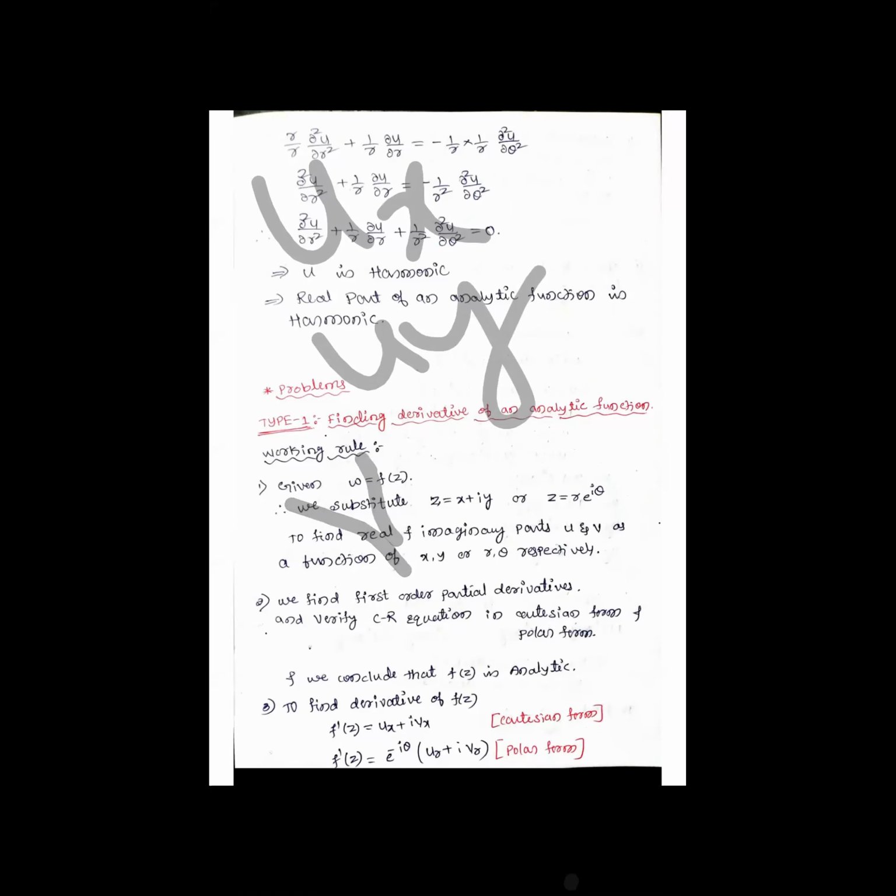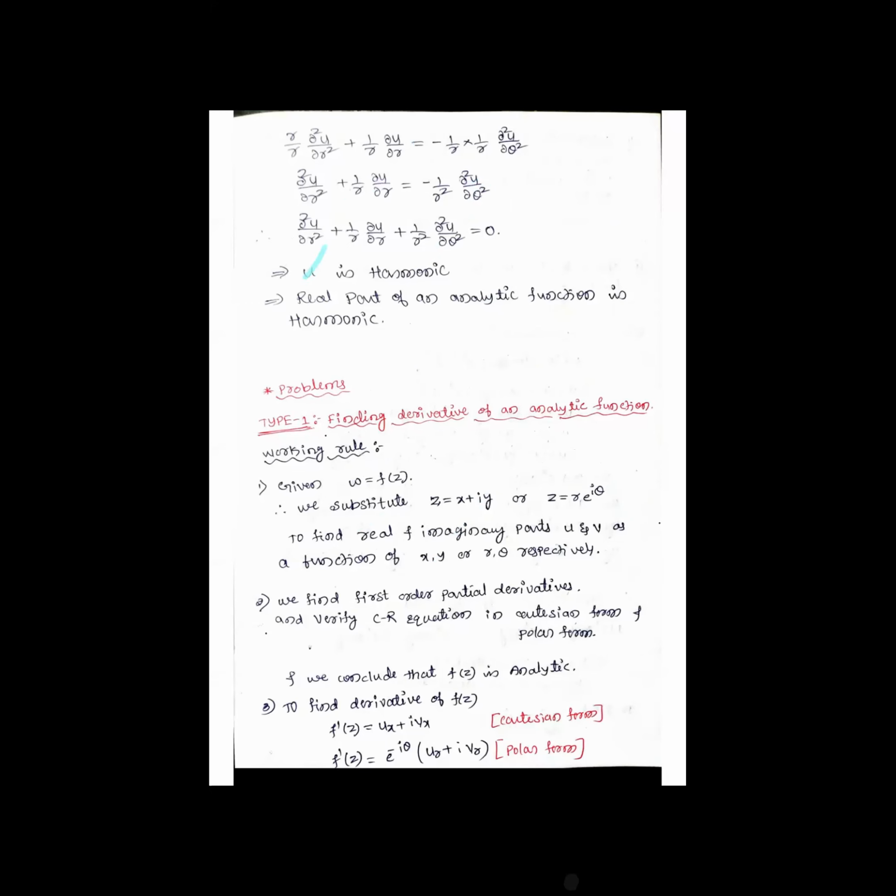Next, after getting v, get vx, vy if it is in the Cartesian system. If it is in polar system, get ur, u theta or vr, v theta. So this should be in polar system. So please do understand that if it is in a Cartesian system, get ux and uy. If it is in polar system, get ur, u theta or vr, v theta.